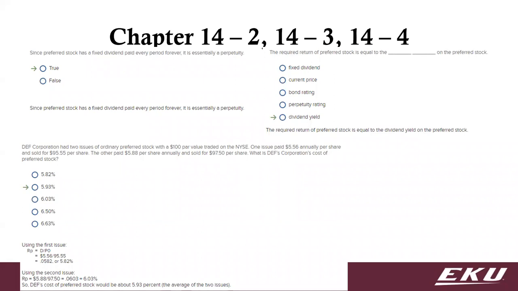The required return would be the dividend yield, because again, remember, we set this yield when we issue those preferred shares. And so, and then again, at the bottom, just calculating the average based on multiple issues.